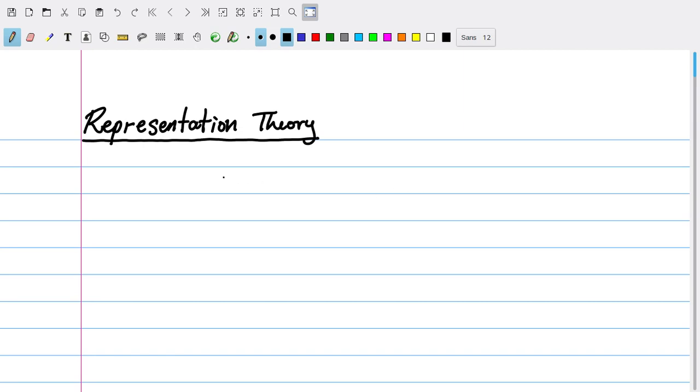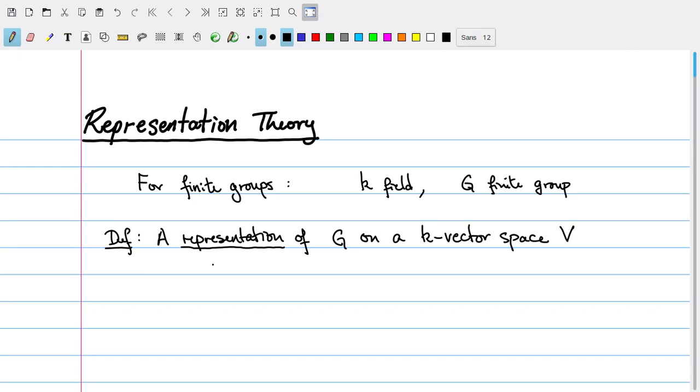The starting point for representation theory, both historically and in terms of mathematical learning, is the representation theory of finite groups. Let's start out with a field K and a finite group G, and a representation of G over a K vector space V is simply a group homomorphism from G into the automorphism group of V over K.